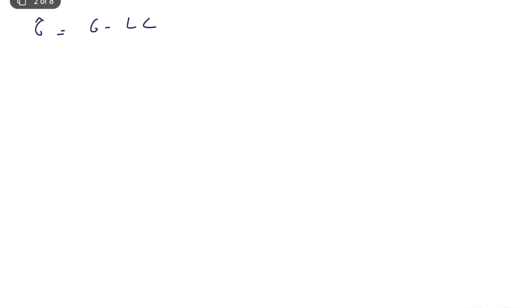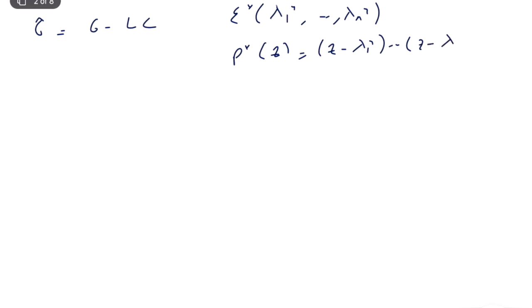And what we do is we start with a set of desired eigenvalues, such as lambda 1 star up to lambda n star, and we come up with an ideal P star of Z, which is equal to (Z minus lambda 1 star) up to (Z minus lambda n star). Then we compute the determinant of ZI minus G hat. We equate it to P star of Z. And if you do that, you will obtain some set of equations. Then you will solve it to obtain your observer parameters.